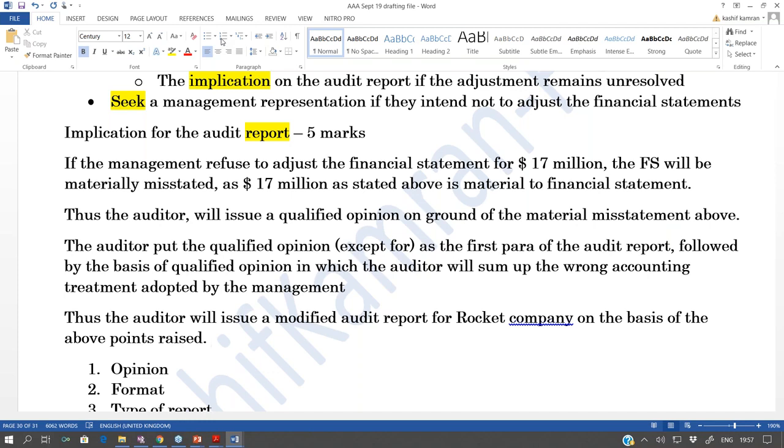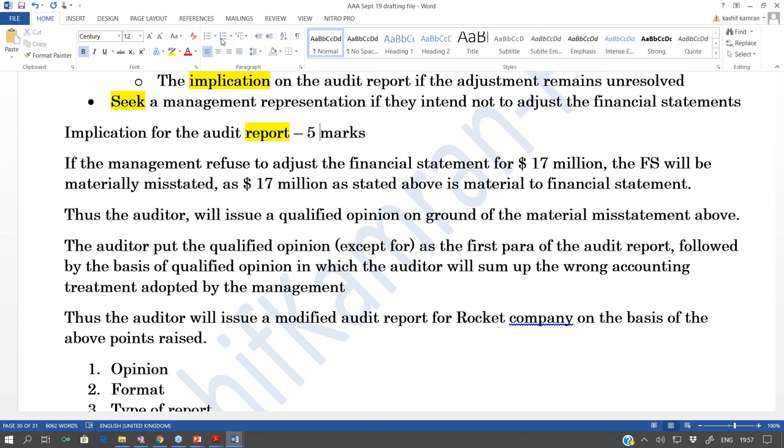Suppose the examiner says implication for the report and you had 2 marks, will you write all this? No, you will just say it is material and that it is qualified. But if you get implication for a report for 5 marks, will you need to do all this? Can you understand the importance of the marks here?